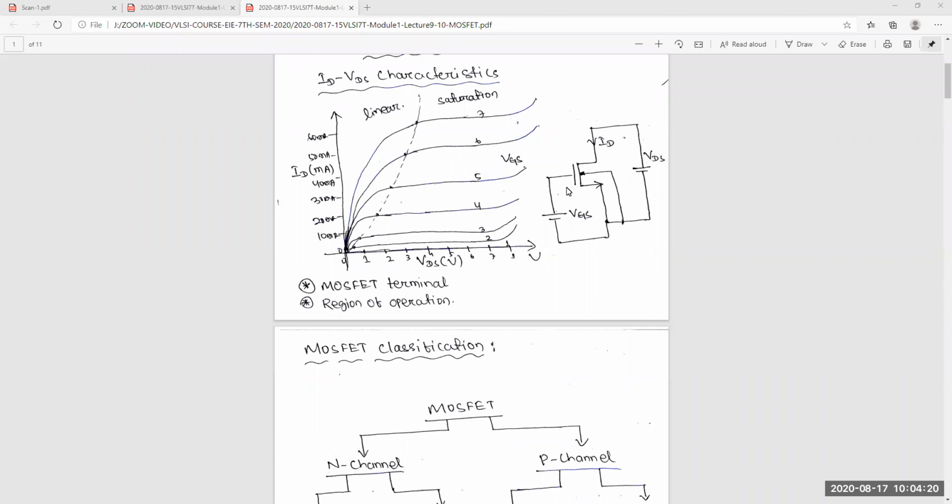So there is no current through that gate. But in the BJT case, some current is there. That's why for this, there is no input characteristics curve. Like in BJT, you can see IC versus VB, but here you cannot get that. There is no input characteristics curve.